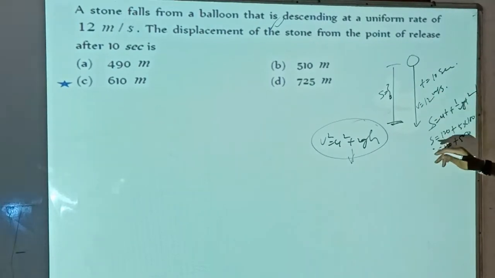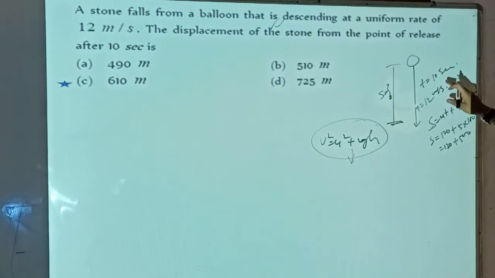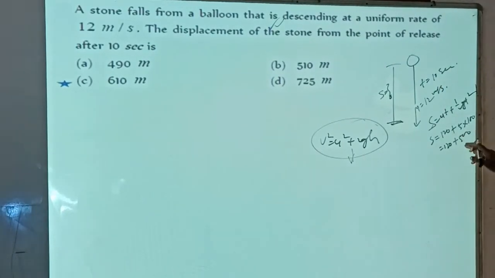Okay, this is your v or u, whatever you can write, either u or t, either u or v. So multiplying 12 into 10, that will be your 120. And since g is equal to 10, 10 by 2 is equal to 5, and t square, since t is 10, taking the square of 10, that will be 100, and 120 plus 5 into 100, that is 500 plus 120, that is 620.